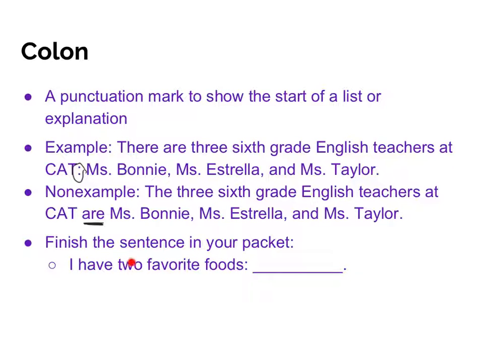So now finish the sentence in your packet. So the sentence is, I have 2 favorite foods. You are going to write the entire sentence, making sure you include the colon, and then write down what are your 2 favorite foods.